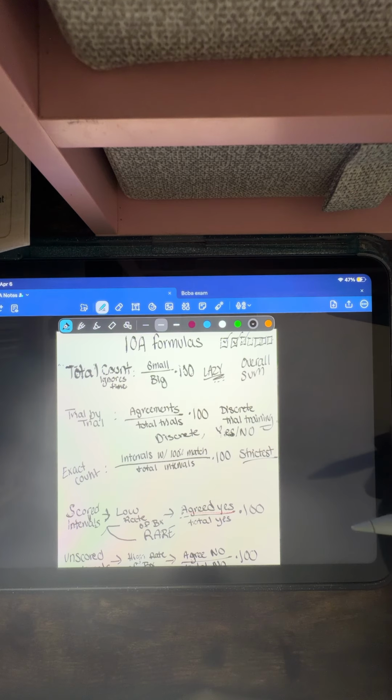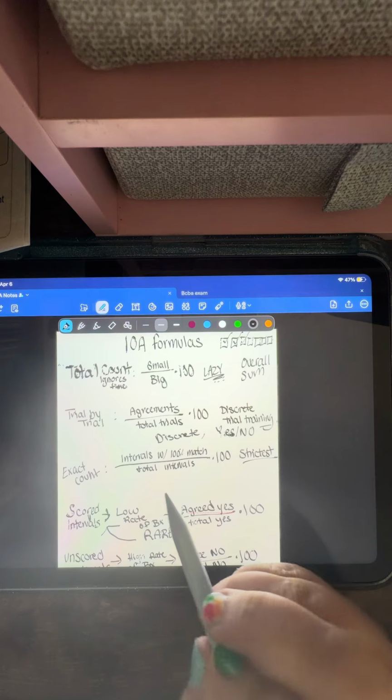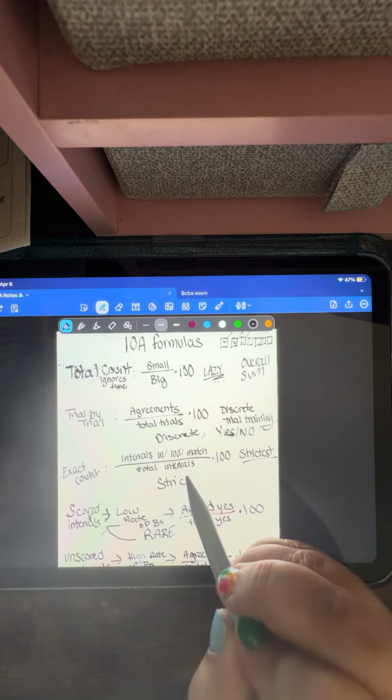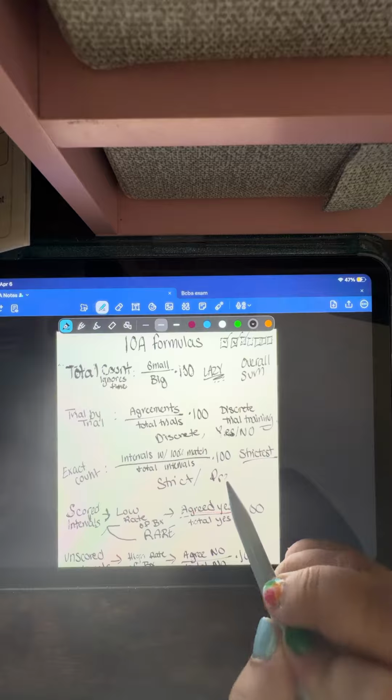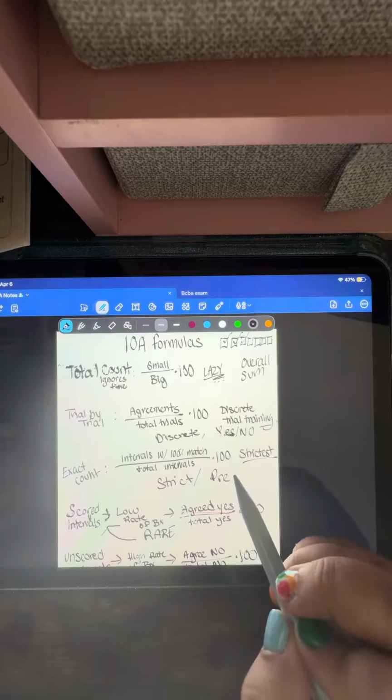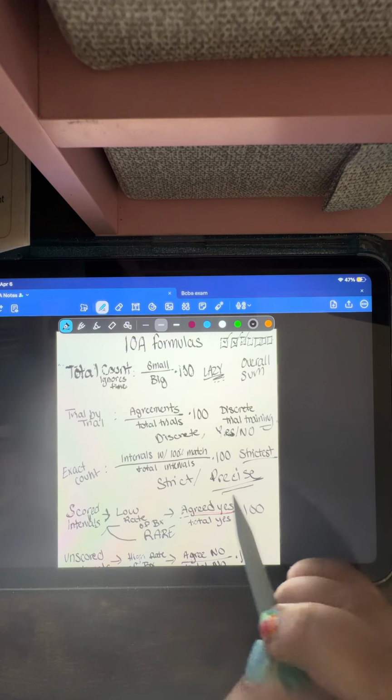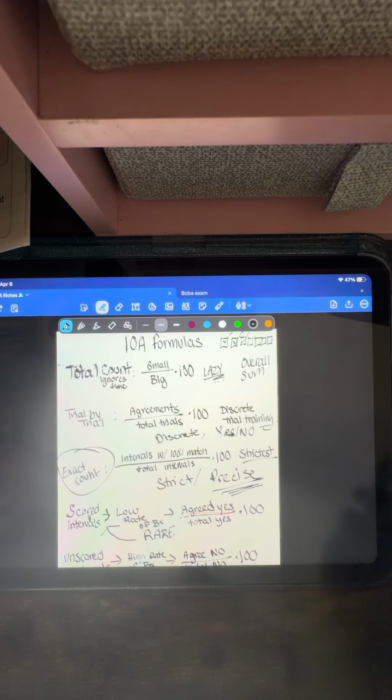You might see the words yes and no. For exact count, right, it's the strictest. We already went over this. Precise. If you're really looking for data that is going to be the most precise, you're going to want exact count. That is the way it is. And then we went over these ones.